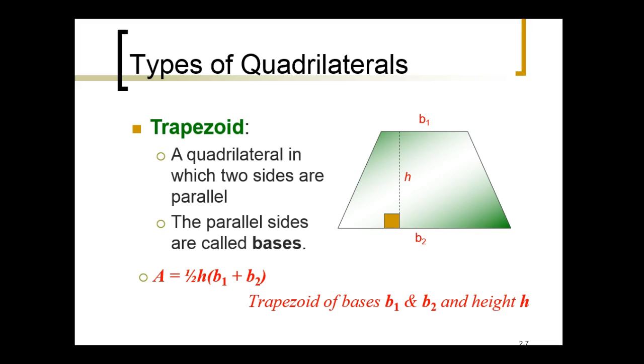A trapezoid is a quadrilateral that has 1 set of parallel bases, base 1 and base 2, and the other 2 sides are not parallel. Trapezoid also has a height that is the perpendicular distance between base 1 and base 2. The formula for the area of a trapezoid is 1/2 times the height multiplied by the sum of the lengths of the 2 parallel bases, base 1 plus base 2.